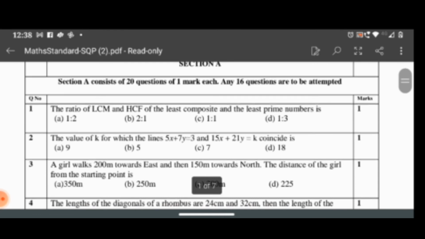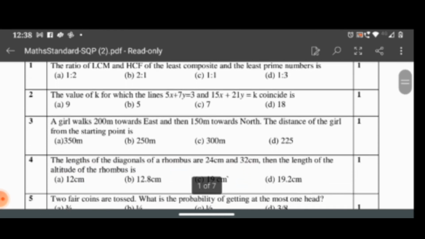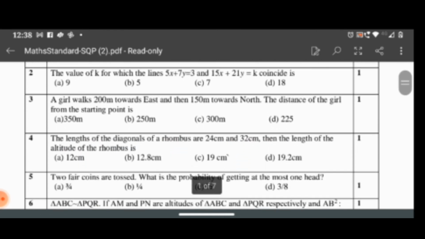Okay friends, that is for today's video. In this video we have solved question number 1, 2, 3, 4 and 5 from section A. In my next video, I'll be coming back with question number 6 to 10.